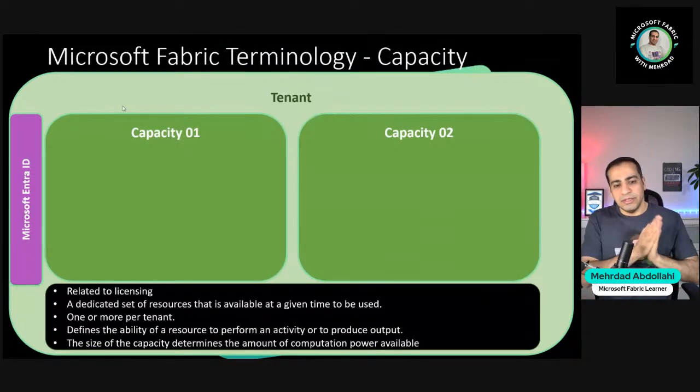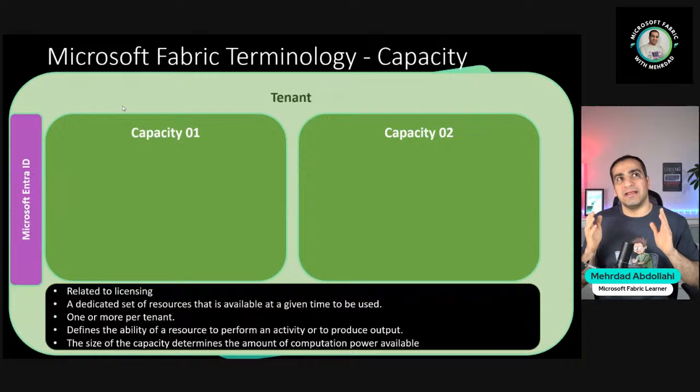The next term here comes in capacity. So it is mostly related to the licensing of fabric, and it is basically some sort of resources, a set of resources that are going to be provided to a group to do a job, to do a task, completing computing and processing of the data for a certain time.